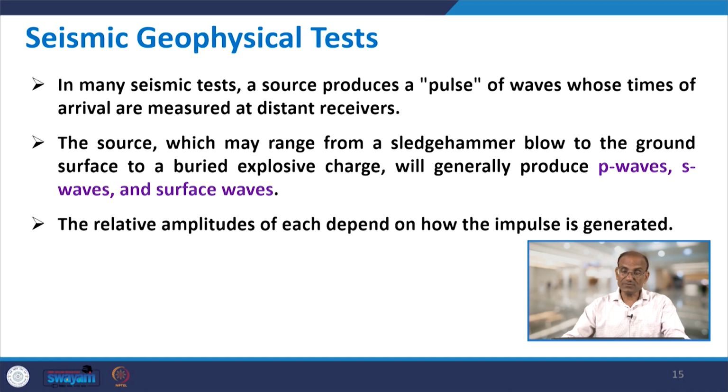The source, which may range from a sledgehammer blow to the ground surface to a buoyed explosive charge, will generally produce P waves, S waves and surface waves. So, what types of waves does this produce? P, S and surface waves. The relative amplitude of each will depend on how the impulse is generated. P is the primary wave, S is the shear wave, and then you have the surface wave, which we normally consider the Rayleigh wave.